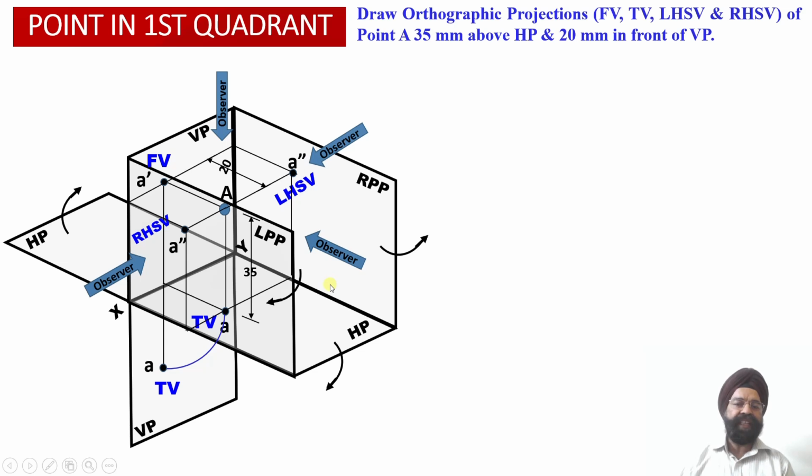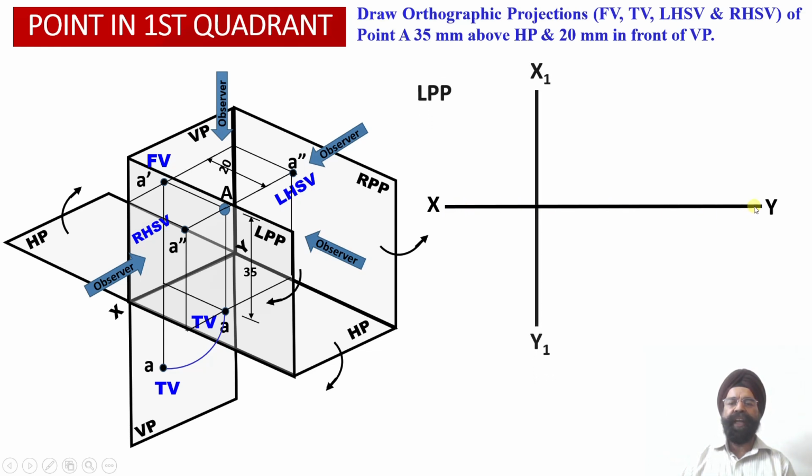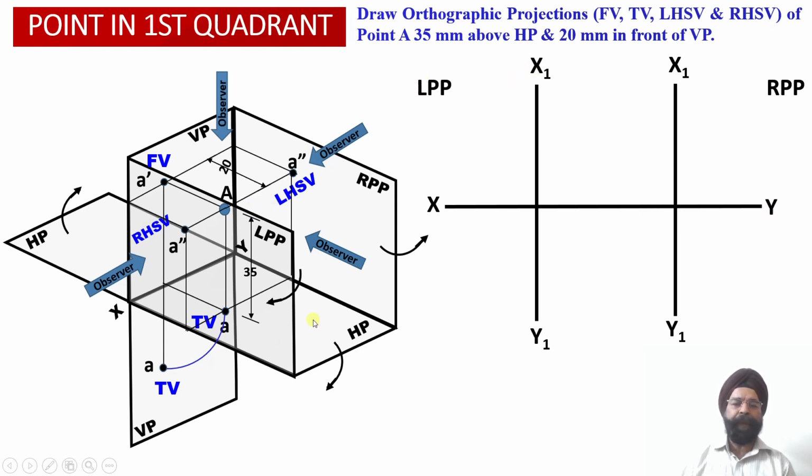So now, having discussed the 3D spatial representation of these three projections, let us evaluate the orthographic projections of a point in 2D orientation. Here we have the XY reference line, and corresponding to this left profile plane, we have the X1 Y1 reference line available over here. Similarly, corresponding to this hinge over here, for the right profile plane, we have another vertical X1 Y1 reference line available over here.